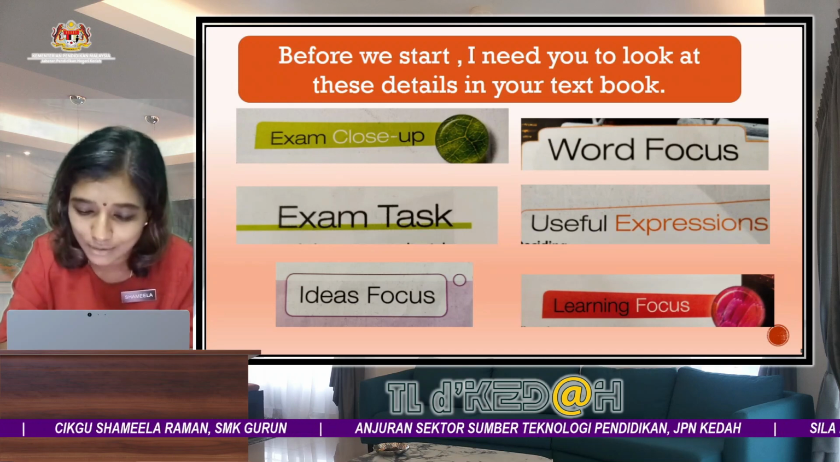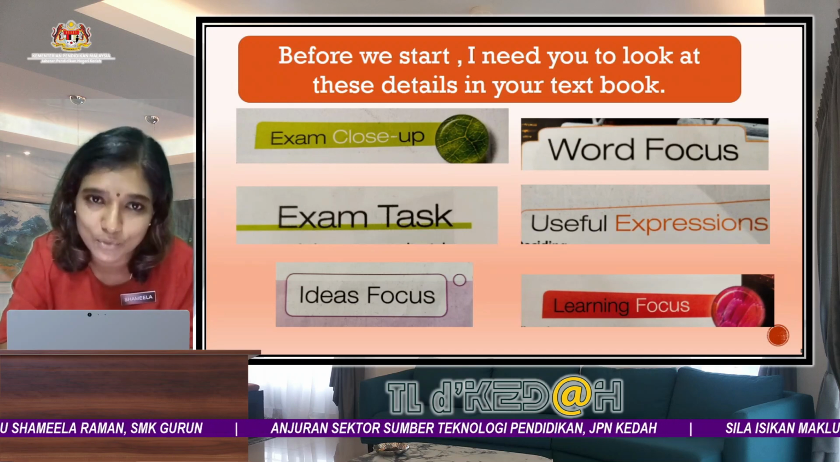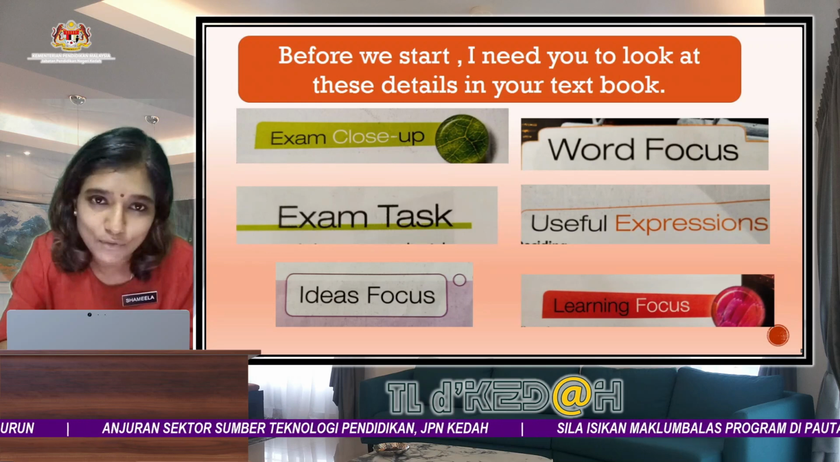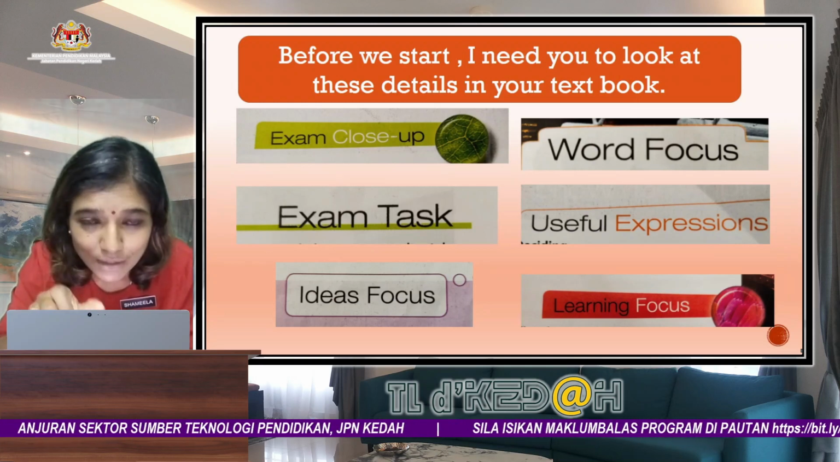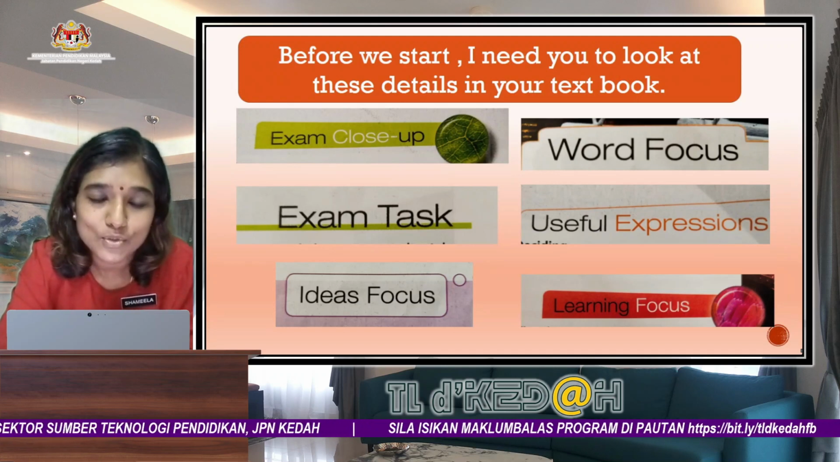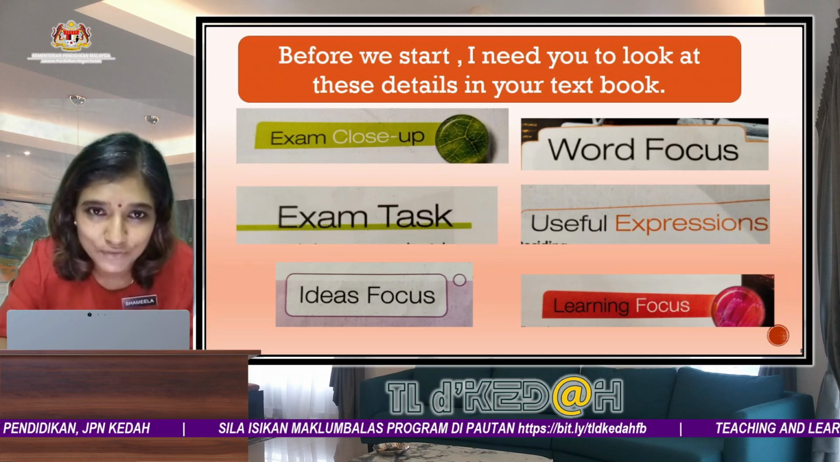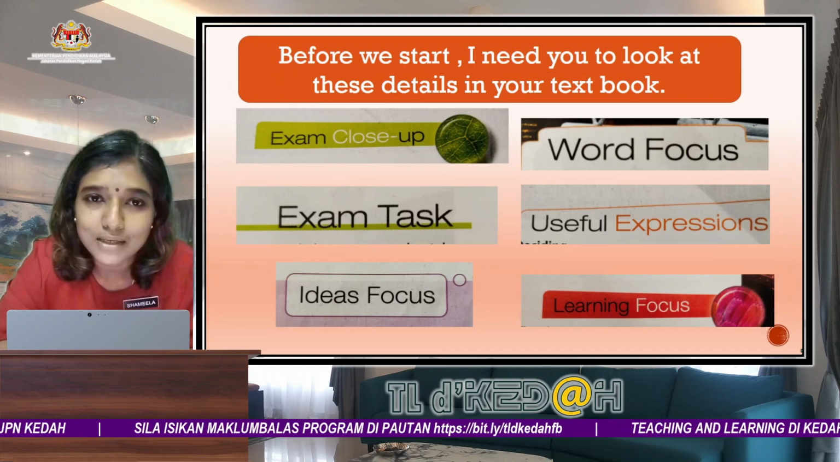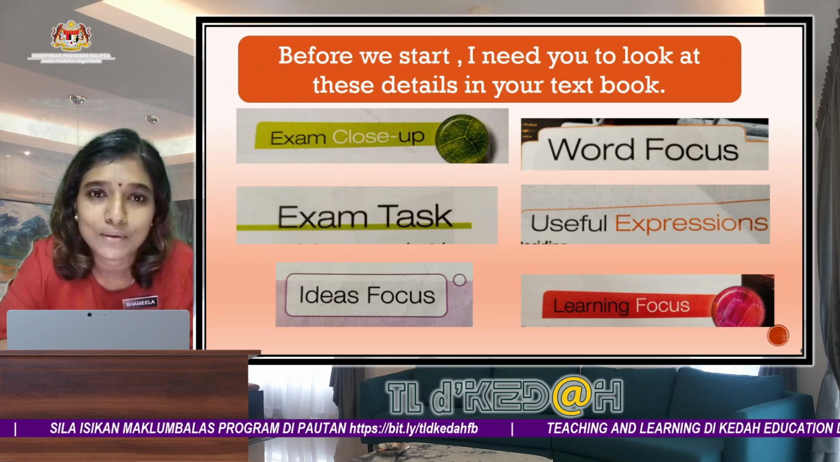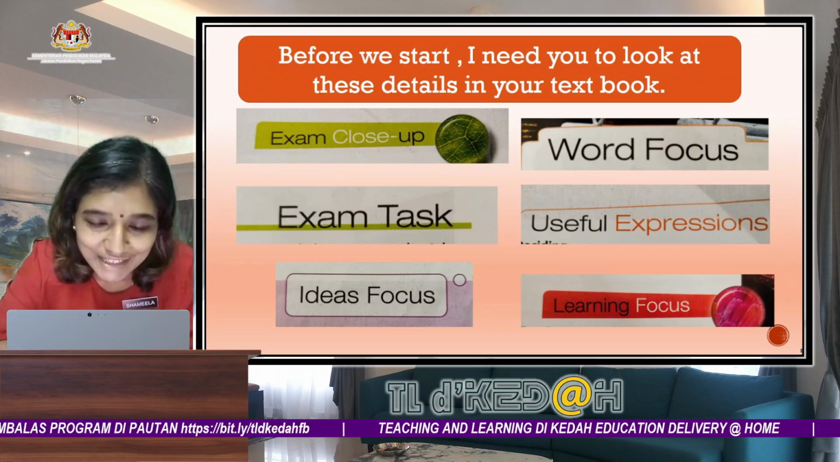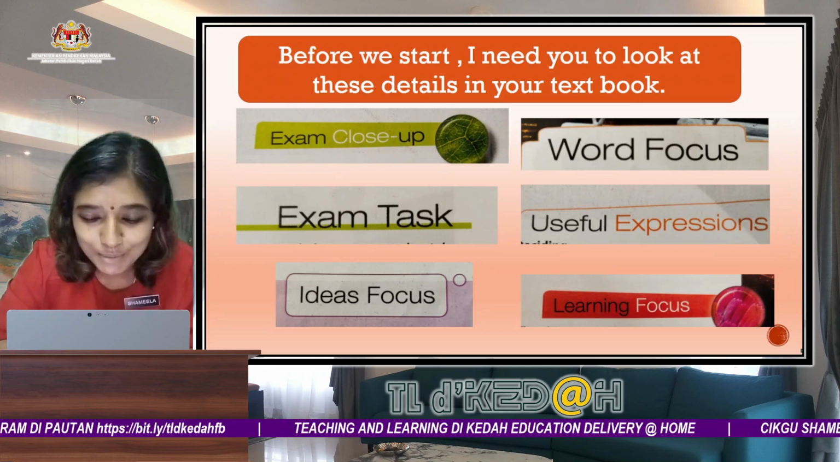And last but not least, we have Learning Focus. Focus again on the learning. Here they'll be looking at objectives, what you need to learn, so you are more prepared. Combining all the functions of these details, it is meant to make your learning journey interesting. So keep up with me.